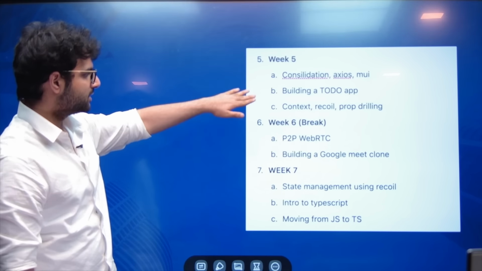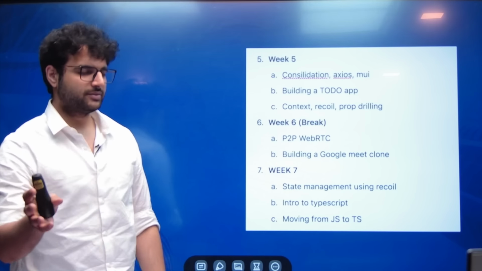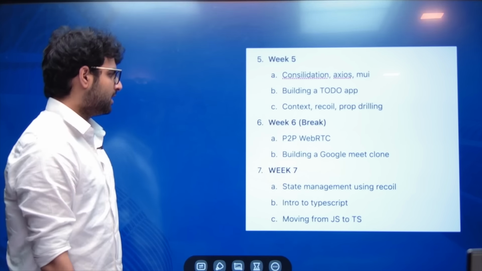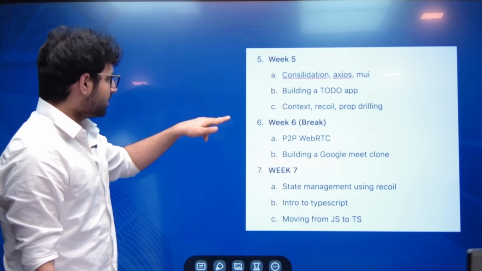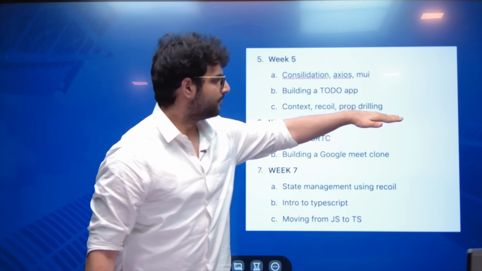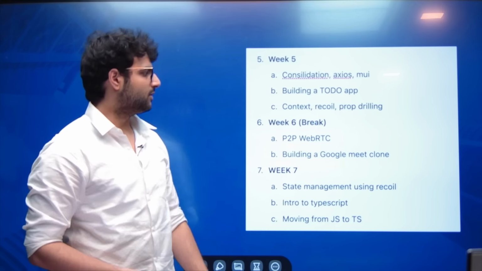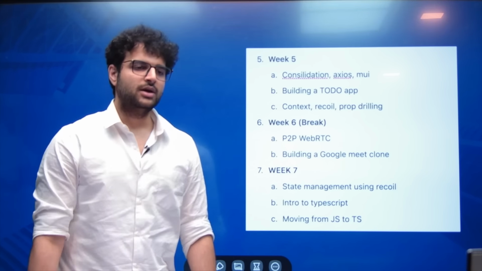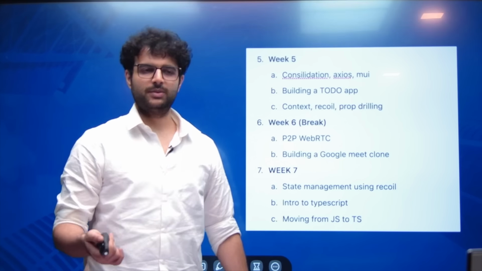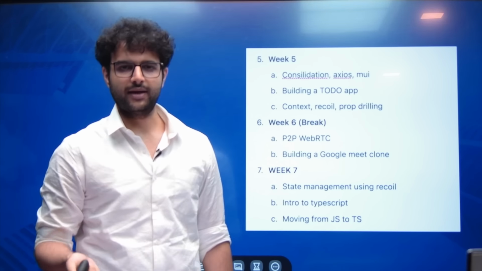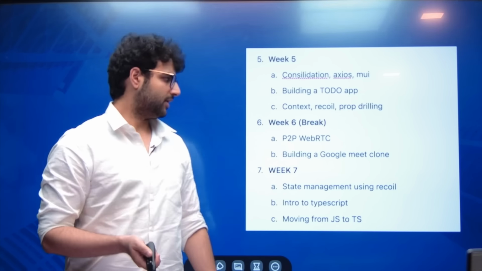Week 5 was all of these things: context, prop drilling, a bunch of specific React concepts. State management happened somewhere here, okay, maybe after that. So this was a good checkpoint, and this is where a few college students had their examinations, which is why we took a break. And in this break also, just to make sure advanced people were happy, because a lot of people who joined the cohort had already done React and were feeling fairly slow, we did a Google Meet clone.